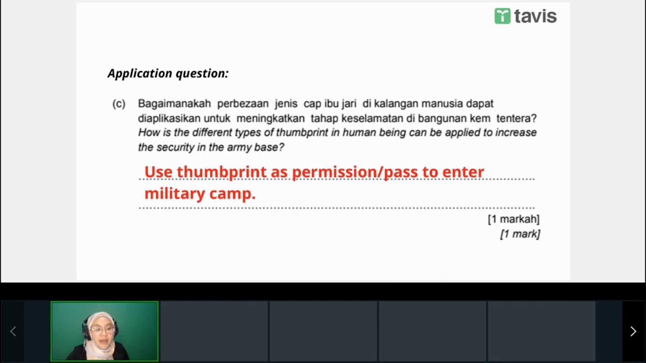Okay, let's see the application question. This is the continuation of the question before, about the fingerprint. How can the different types of thumbprint in human beings be applied to increase security in the army base? We can increase the security at certain places by using a thumbprint. Whenever you want to enter some places, you can use the thumbprint to identify who you are, because everyone has a different thumbprint. So not everyone can enter. Another technology is that we no longer need a punch card nowadays; we only use the thumbprint to indicate that we punched in. So that is another application. We can use the thumbprint as permission to enter the military camp as security.